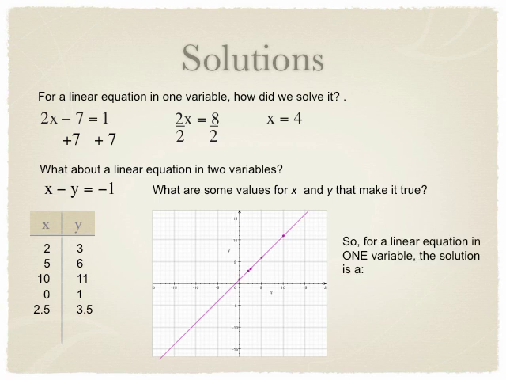So if you have a linear equation with one variable, the answer is just a number. That's the example we did at the top of the slide where x equals 4. But if I have a linear equation in two variables, the answer is every single point on that line. So one way to represent all solutions to that equation is to graph the line.